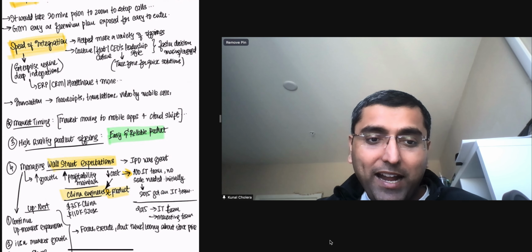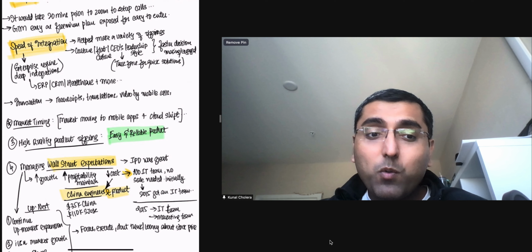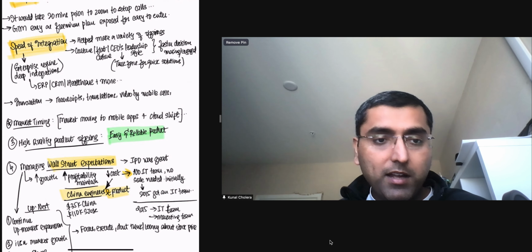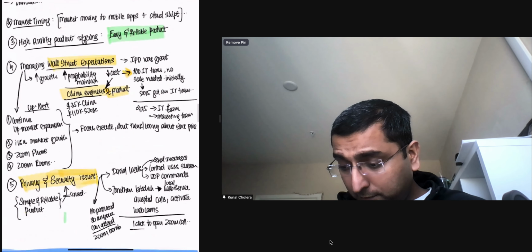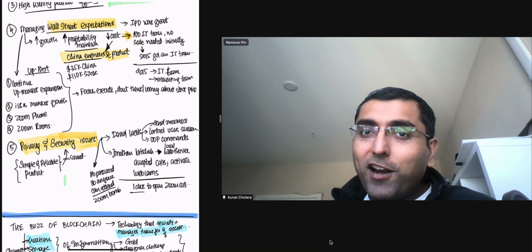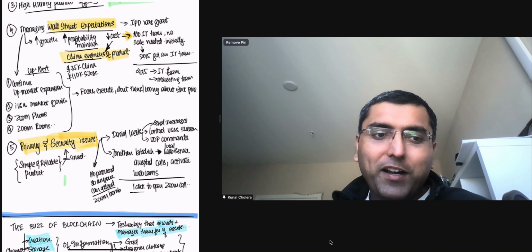And so they had like a 4x minimum cost advantage for building things. And their entire development team was in China. So they're able to beat Wall Street expectations and remain profitable. But a lot of this came at the cost of privacy and security.